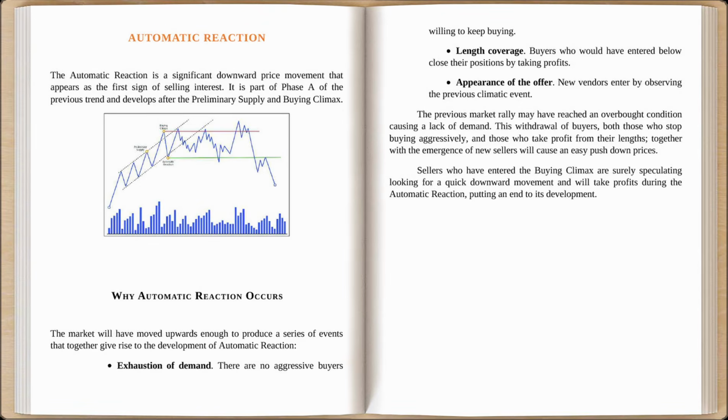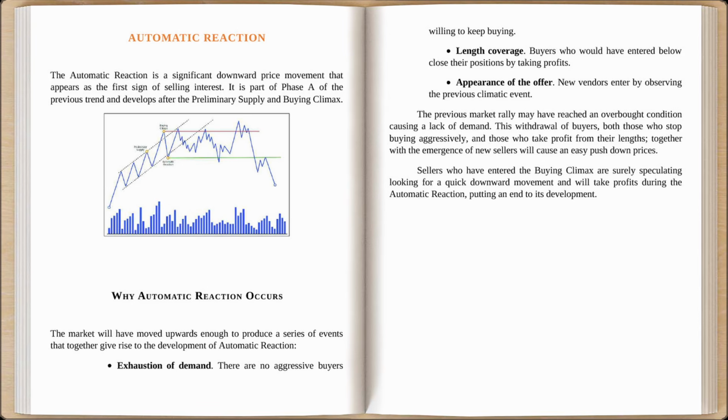Automatic reaction. The automatic reaction is a significant downward price movement that appears as the first sign of selling interest. It is part of phase A of the previous trend and develops after the preliminary supply and buying climax. Why does automatic reaction occur? The market will have moved upwards enough to produce a series of events that together give rise to the development of the automatic reaction.